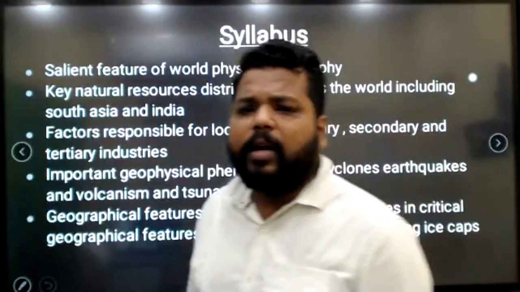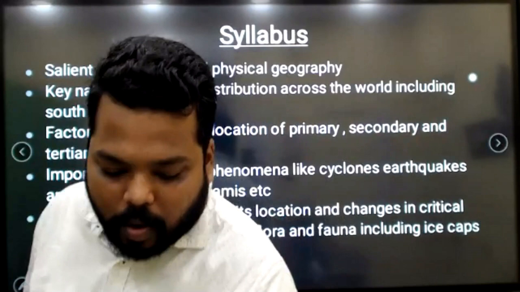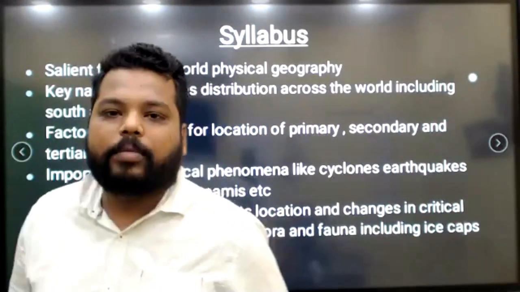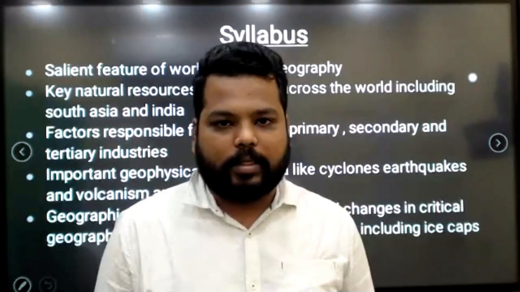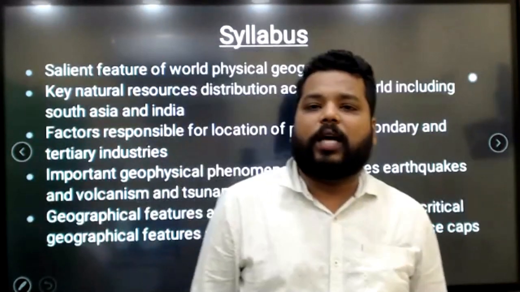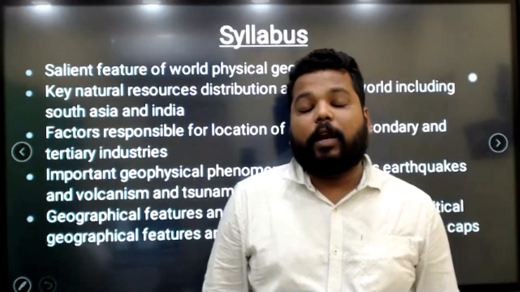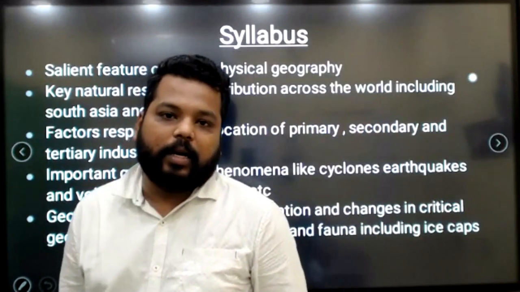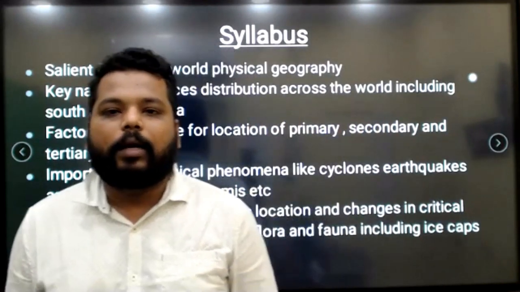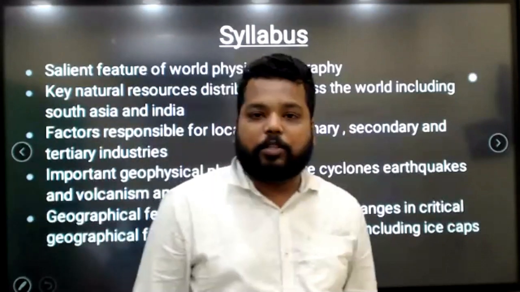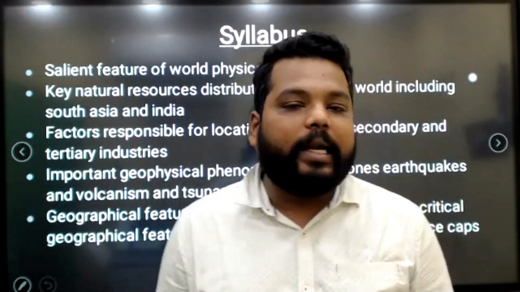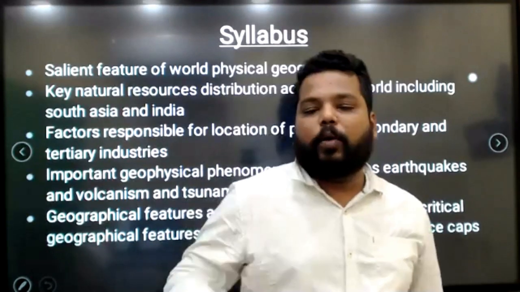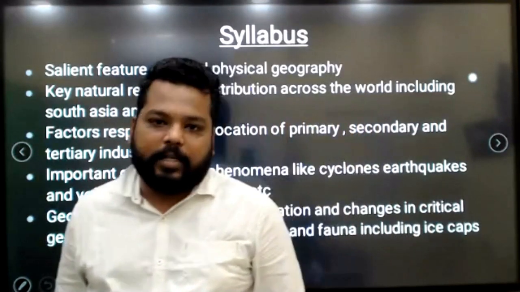Clear? And concepts like cyclones: why cyclones are formed mostly in the Bay of Bengal, why not in the Arabian Sea, we will understand that. Why cyclones are created mostly along the South China Sea, we will understand. Gulf of Mexico, we will understand. And we will understand different types of cyclones like temperate cyclones, tropical cyclones, anticyclones. So here you have to get the conceptual clarity.